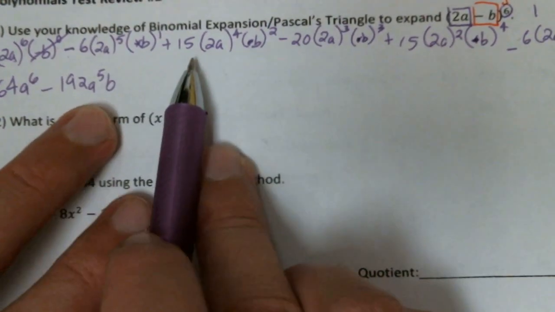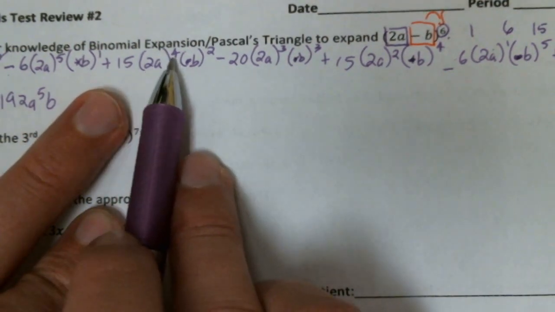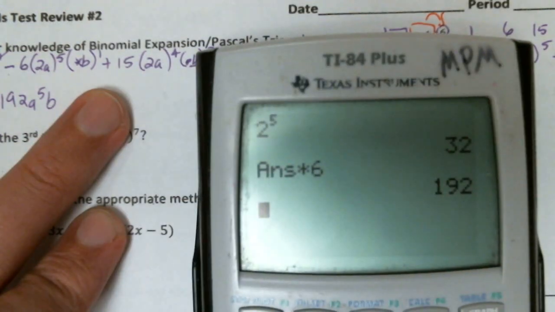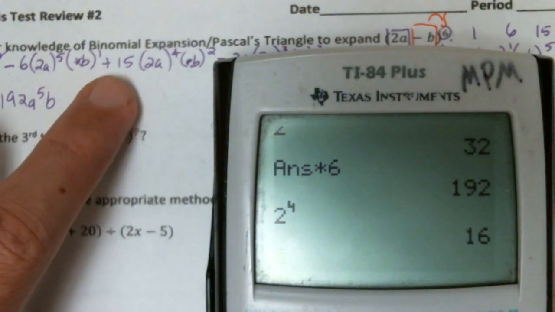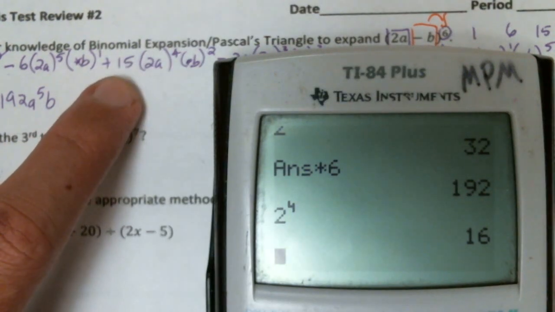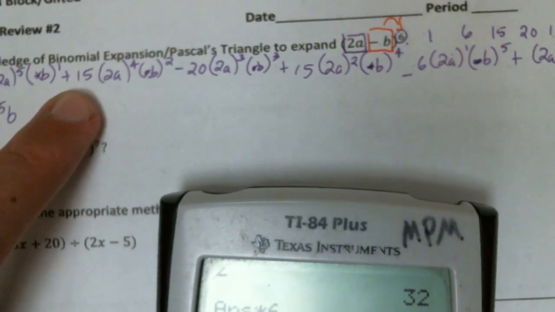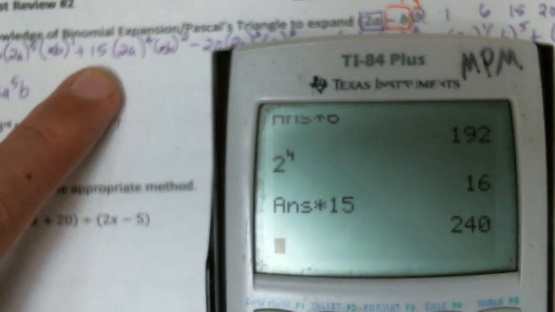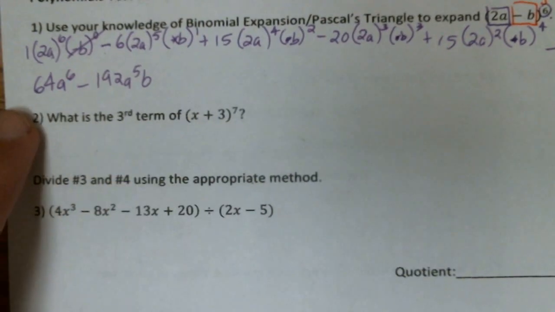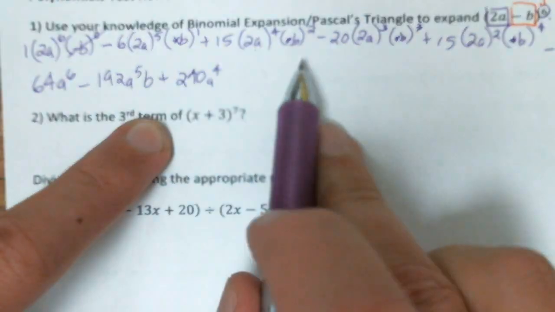All right, so now let's go to the next term. Okay, so we've got 2a to the 4th, so we got to do 2 to the 4th. Hopefully you guys know that off the top of your head. That's 16. But then I have to multiply that times the Pascal's Triangle coefficient. Remember, Pascal's Triangle numbers are just telling us what the coefficients are in front of each of these expanded terms. So I have to do that times 15, and that gives me 240. Okay, we got positive, negative, positive, 240, a to the 4th, and then I have this b squared.